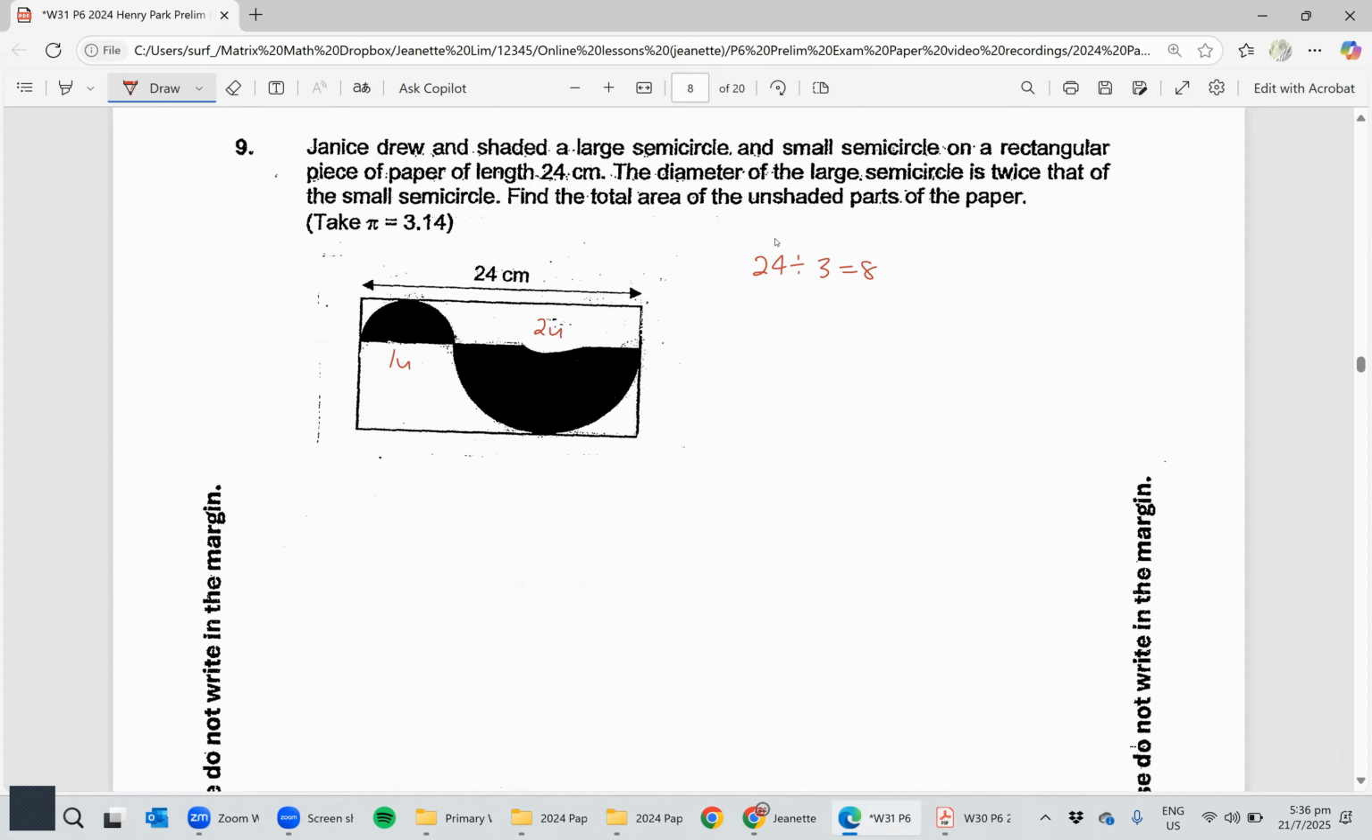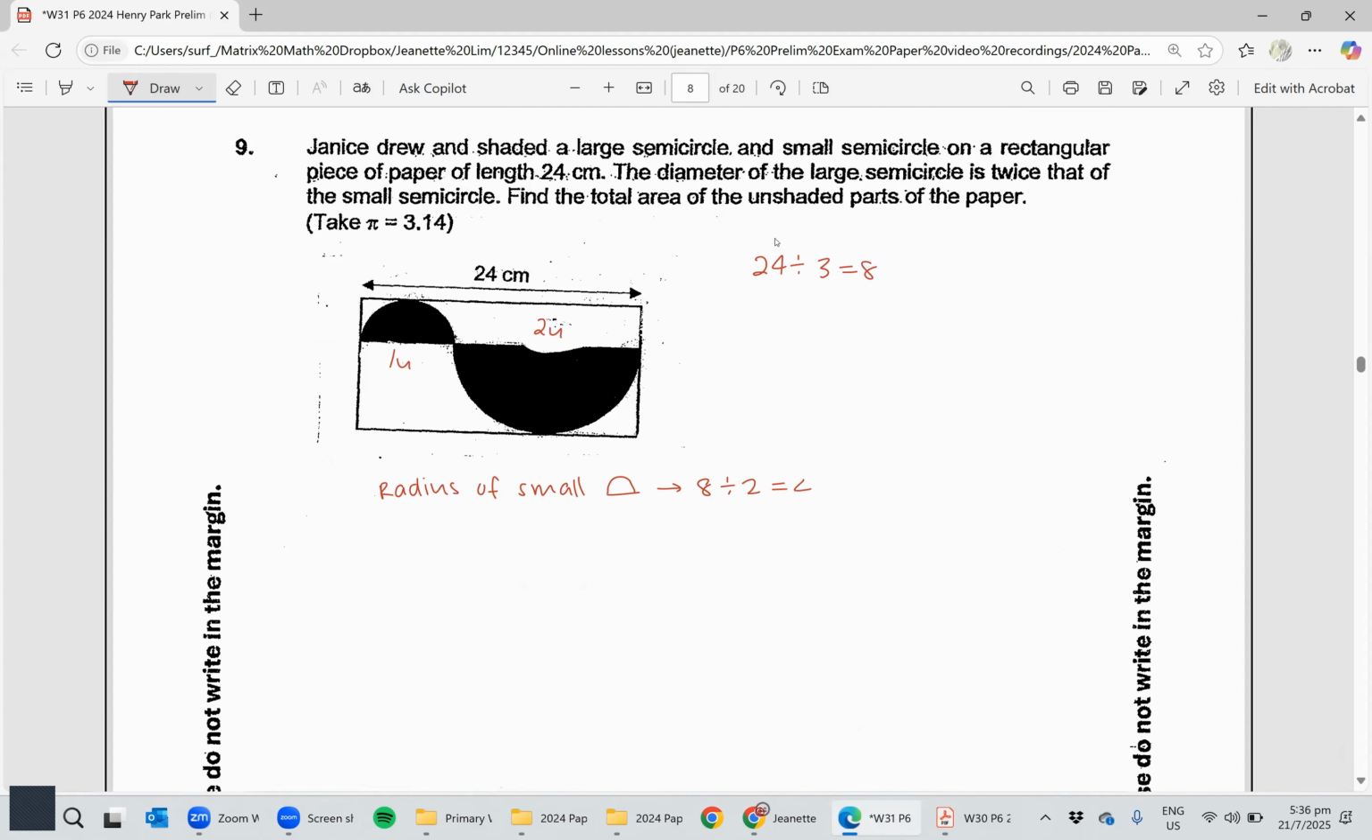So the radius of the small semicircle would be 8 divided by 2, 1 unit divided by 2. Now the radius of the big semicircle: since the big semicircle has a diameter of 2 units, the radius would be 1 unit, right? So 1 unit is just 8, so the radius is 8.